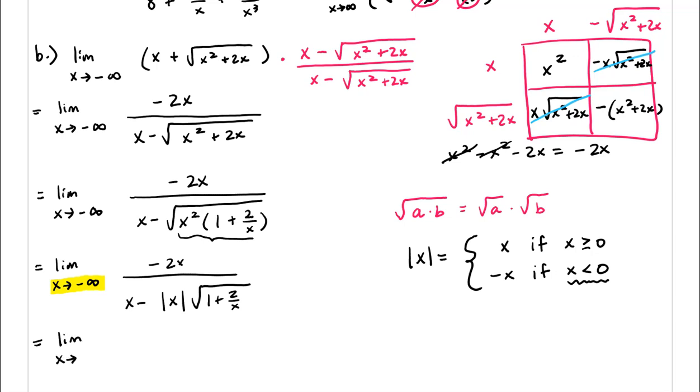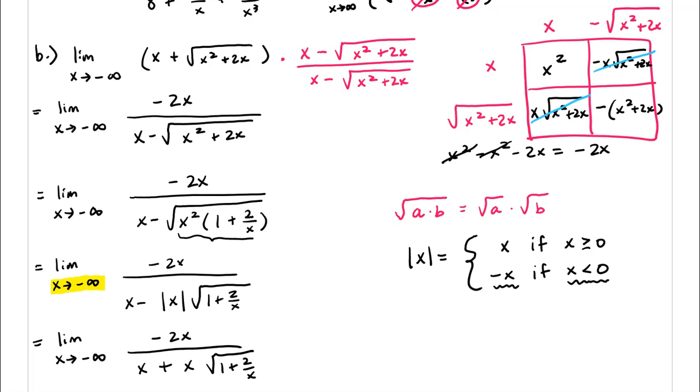And again, this is the part that students will often get thrown off by, or one of the parts in this question. I think that there are multiple places where students will get tripped up. But here, the absolute value of x, we are going to replace it with negative x, again, because the x values that we're thinking about, they're all negative. So this would turn into x minus negative x times the square root of 1 plus 2 over x. Now, I can simplify this. x minus negative x, that is the same thing as x plus x.